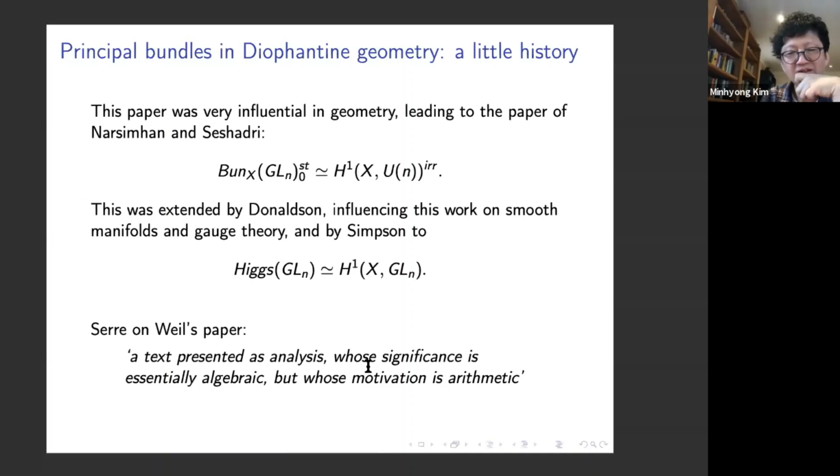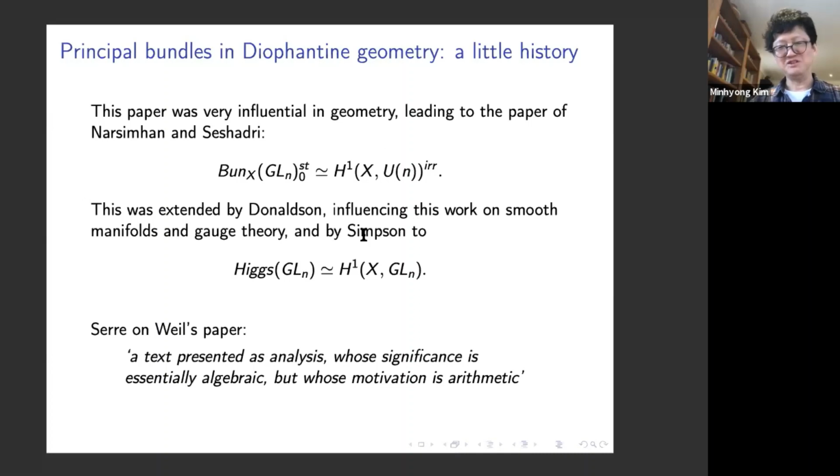Serre summarizes this paper in an obituary for Weil as a text presented as analysis whose significance is essentially algebraic, but whose motivation is arithmetic. That's a fair characterization. Well, I read Serre's obituary. It's not quite right either. There are a few things that he seems to be missing about what was going on in that paper, but this characterization itself is reasonable.